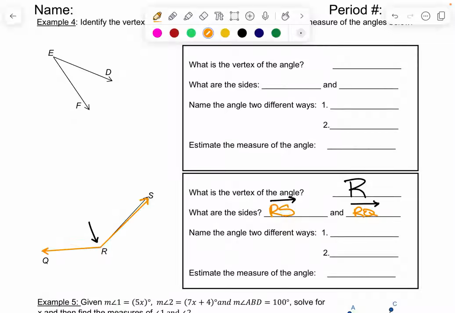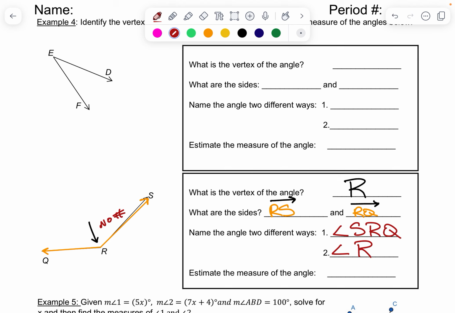And then it says name the angle two different ways. So the first thing, we have no number there. So we would need to use our three-letter method, which could be SRQ. And then we could also use our vertex method, which would be R.